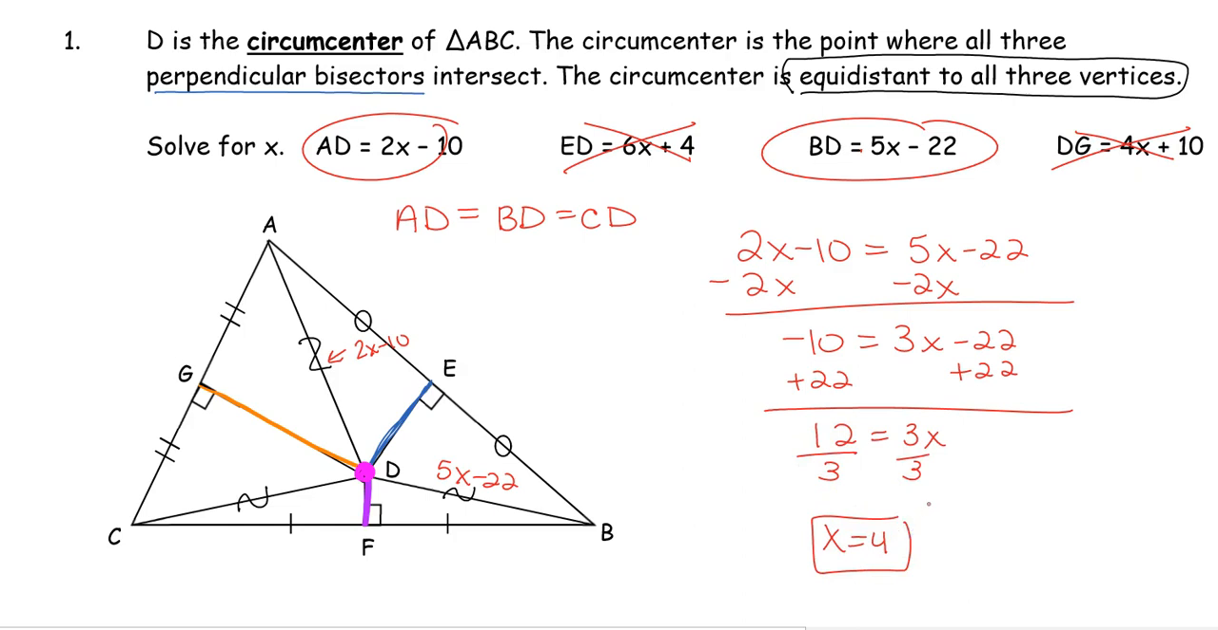So our first point of concurrency is the circumcenter, and it's the point where all three perpendicular bisectors meet. And our special property here is that the circumcenter is equidistant to all three vertices, which means AD is equal to DC, which is equal to DB.